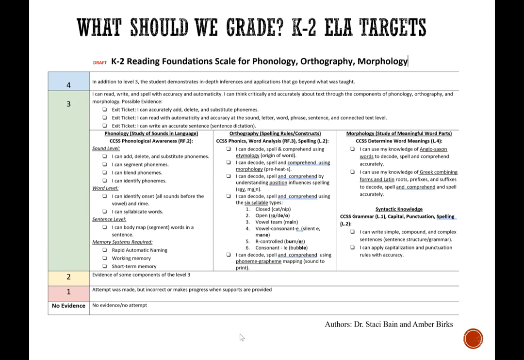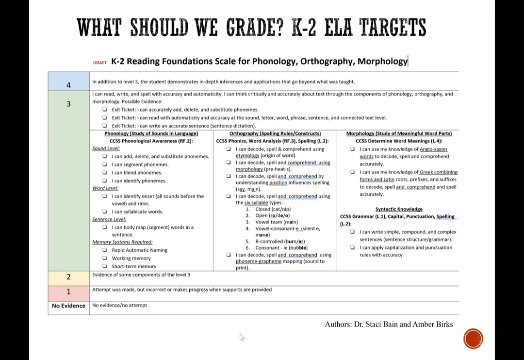We begin with a look at what should we grade in K2 regarding ELA targets. Here we're looking at Common Core ELA targets, in which they lay out the reading foundations of phonology, or the study of the sounds in language, orthography, in which we apply those sounds to letters and words, and morphology, in which we actually study those words and word parts.